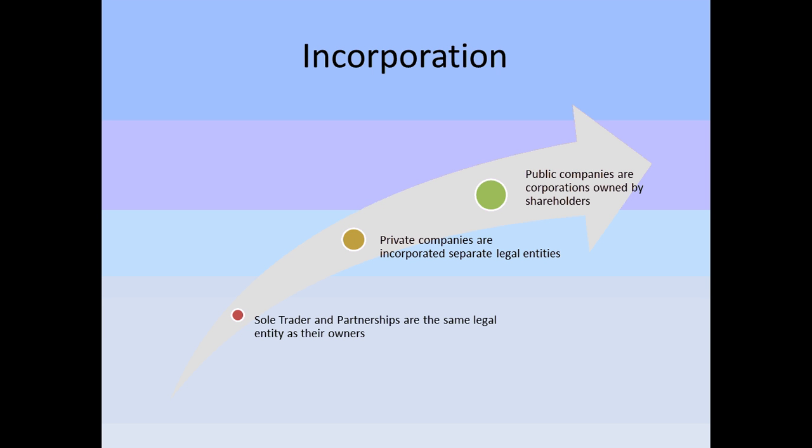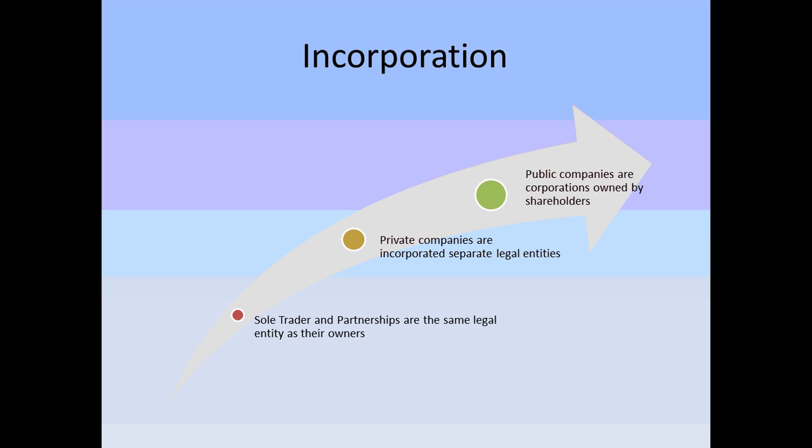So down at the bottom of this graphic, you'll see that sole trader and partnerships are the same legal entity as the owners. They're indivisible from their owners. If the owner passes away, then the business passes away as well. Whereas private companies exist as a separate legal entity. If the owners of a private company pass away, then the business still continues to exist, and it will continue to exist until someone actively winds up the business, applies to ASIC to wind up the business.